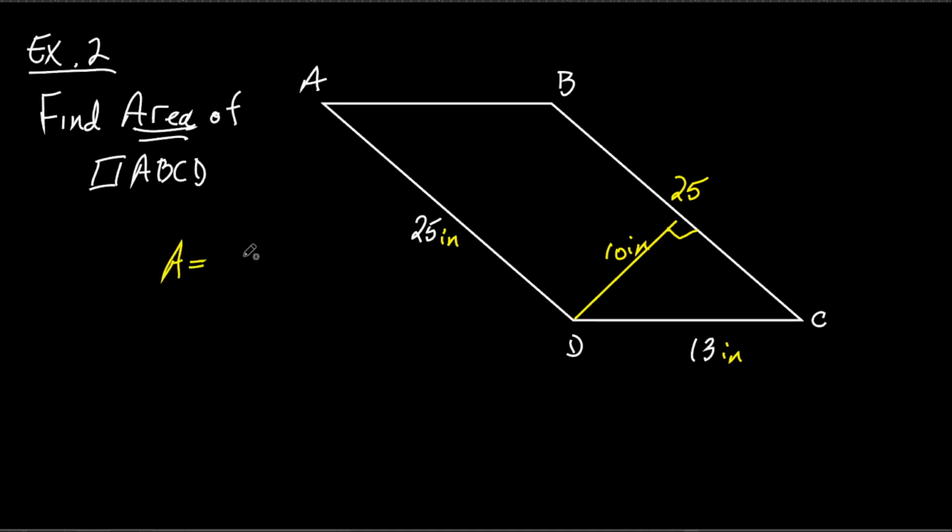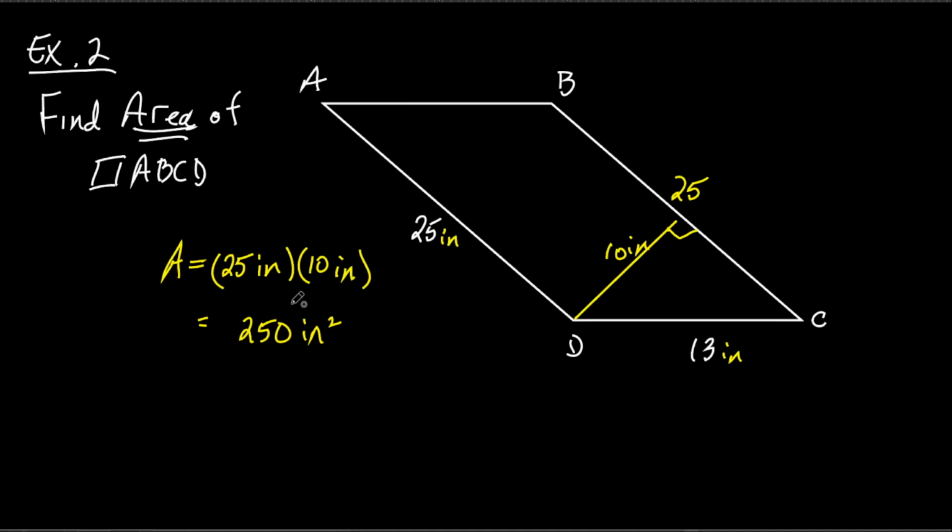So area is base times height. So what is the base? 25. Let's make sure we put the inches in there. Times what? 10 what? Inches. And then that's going to be what? 250. And then inches times inches is inches squared. Don't just put inches for your answer. Area is always squared.